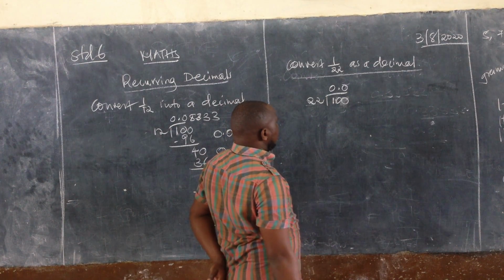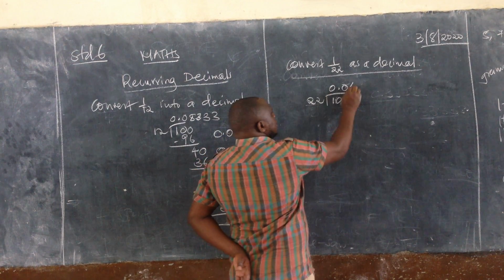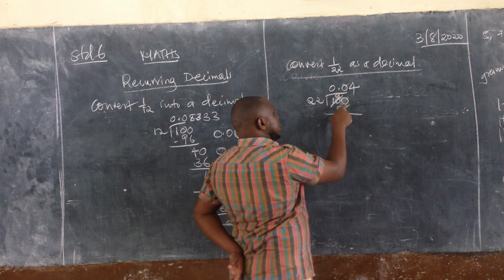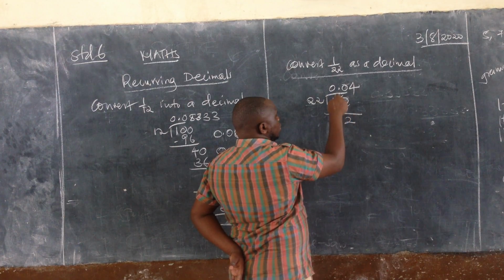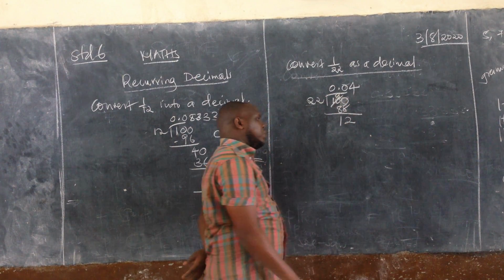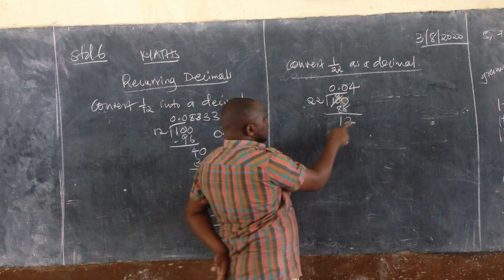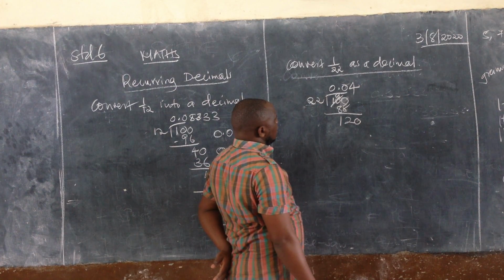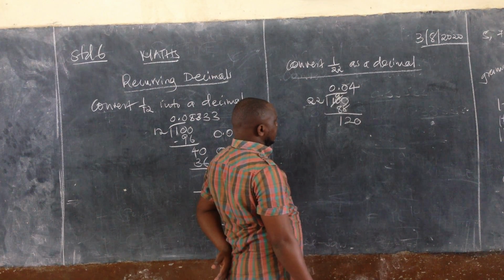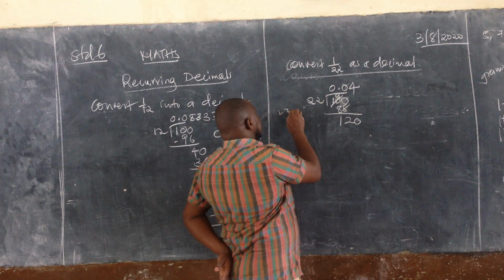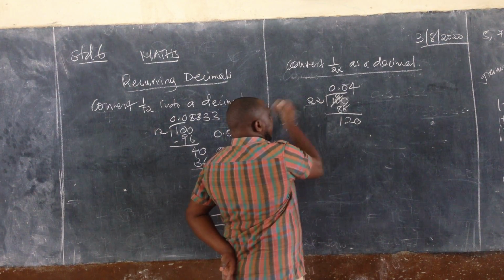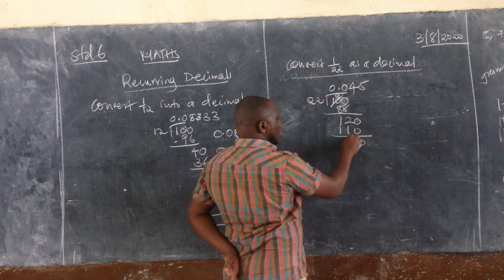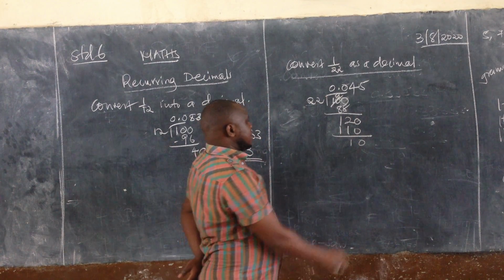So how many times, Lana? 4 times. 4 times you get 88. You borrow 1, you remain with 9. And 10 minus 8 is 2. So 9 minus 8 is 1, so you remain with 12. 22 and 12, this one is smaller, so you add a 0 there. So how many times, Lana? By 5, you get 110.